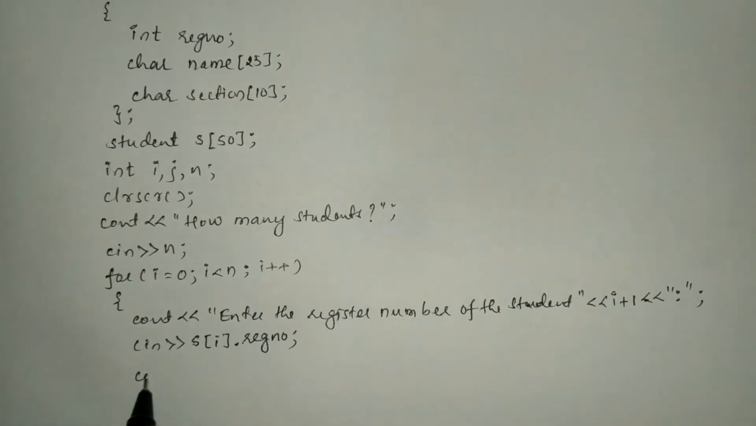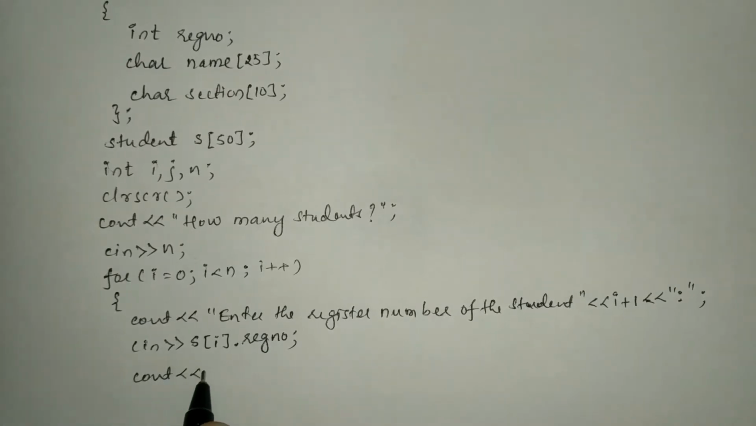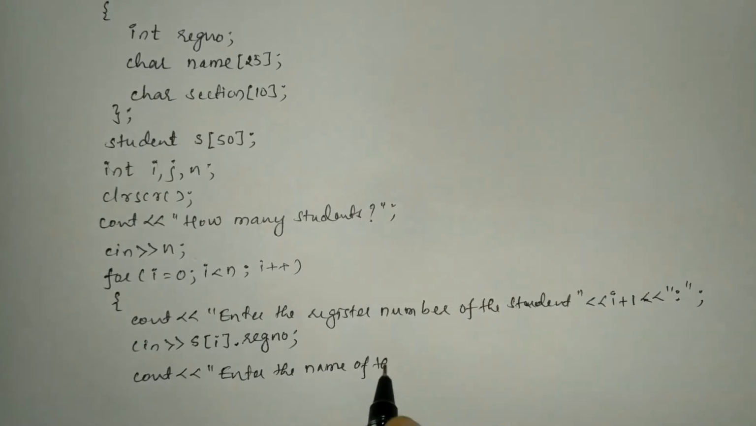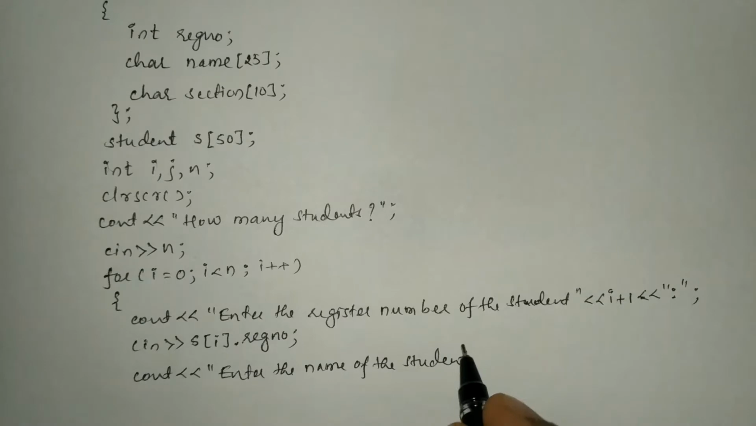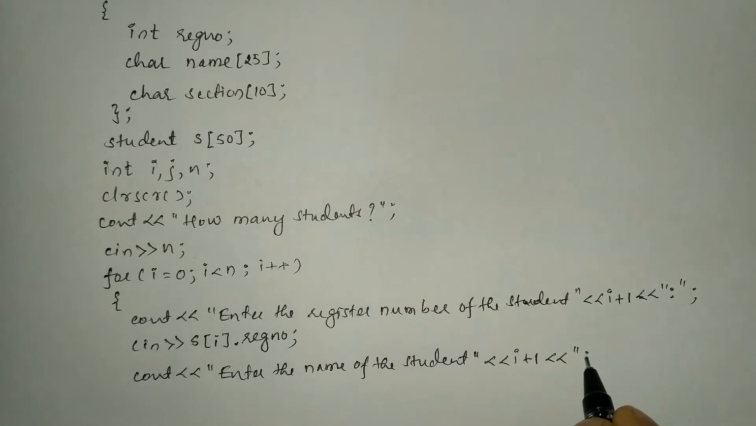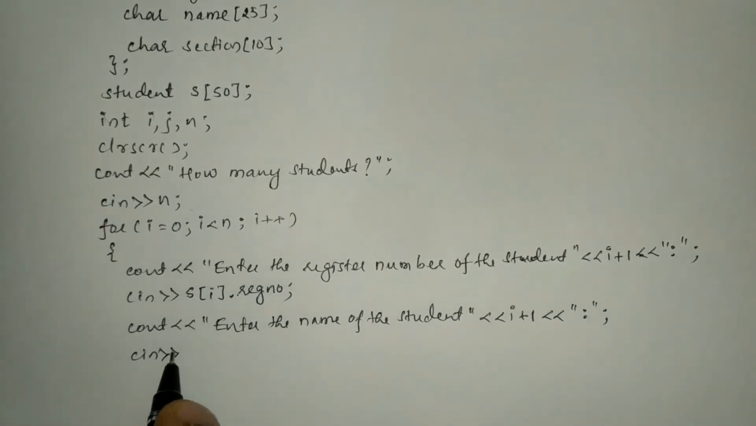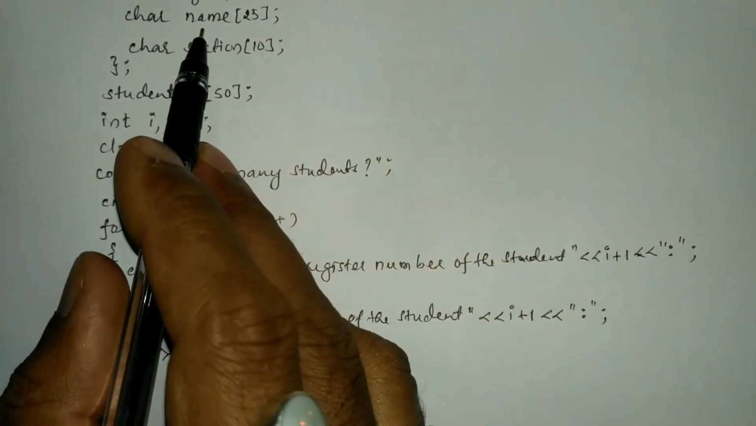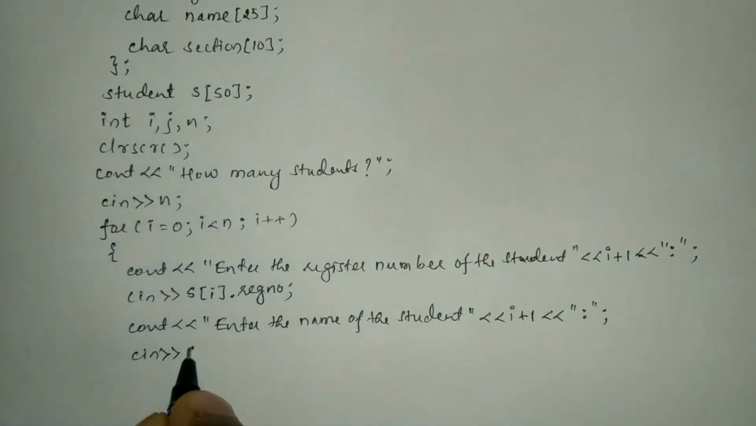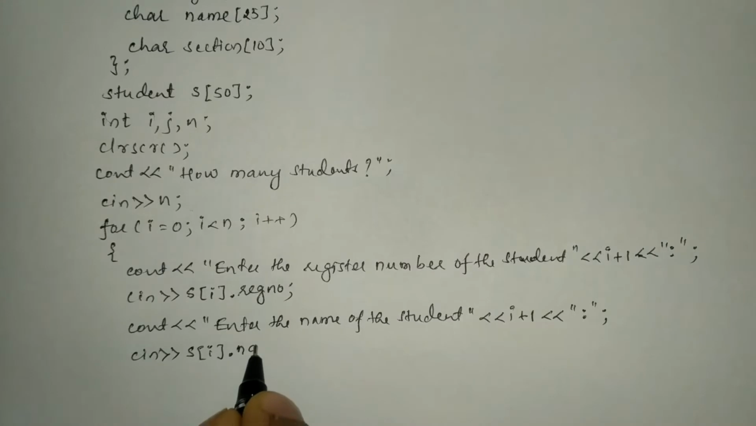Now we will ask the user to enter the name of the student. So cout stream insertion operator in a double quotation mark I'm going to write enter the name of the student. End the double quotation mark, stream insertion operator i plus 1, stream insertion operator in a double quotation mark I'm going to write colon and put semicolon. Now we are going to receive the response from the user through keyboard using cin stream extraction operator, and here you can see we have got the next member is name. So using this array of objects, s of i dot is a member access operator, and we are going to write the member name.